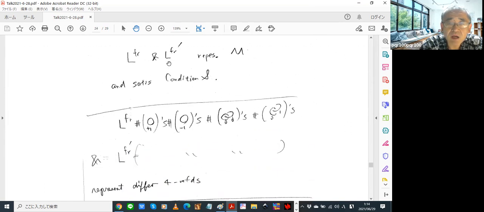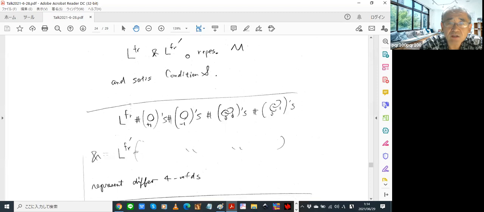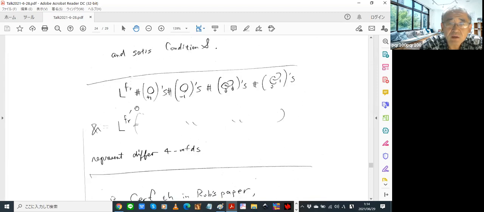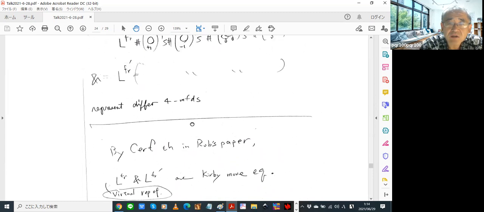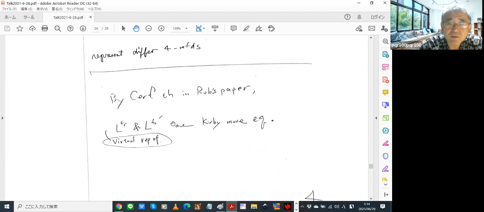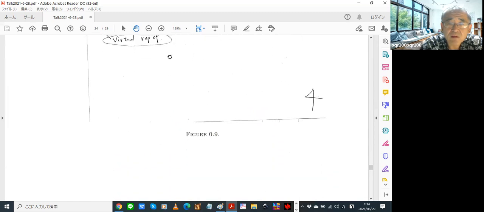So L with framing and L prime represent the same M and satisfy condition S. These represent diffeomorphic four manifolds. And by the theory written in Roberts' paper, they are handle sliding equivalent.